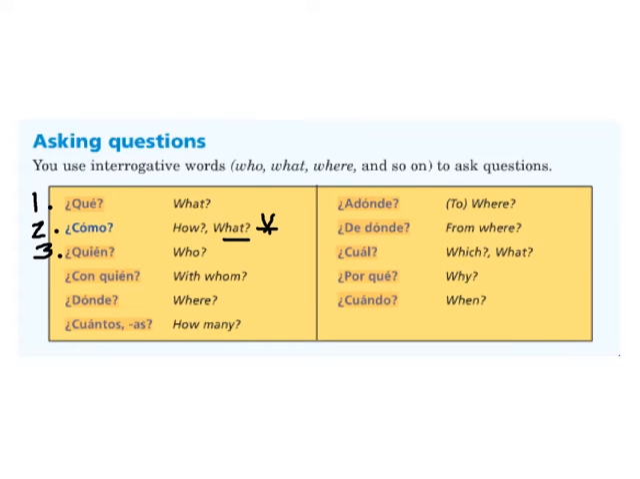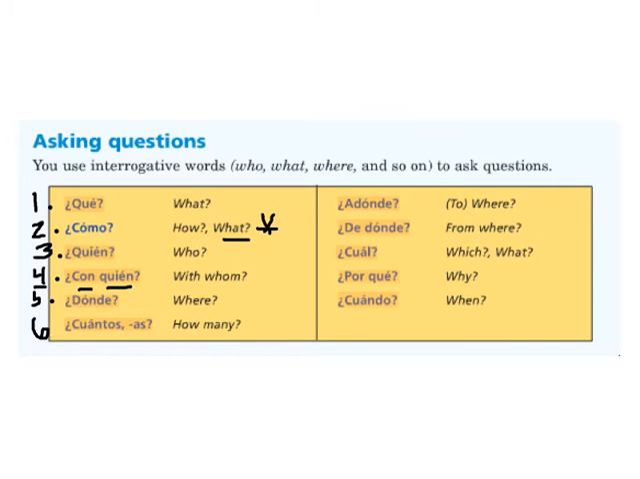¿Quién means who. ¿Quién es ella? Who is she? Con quién is very similar. You can see that same word there. But you know that con means with. So con quién means with whom. We'll have a couple like that. Dónde means where. ¿Dónde está el libro? Where is the book? And we're going to come back to that in a second.